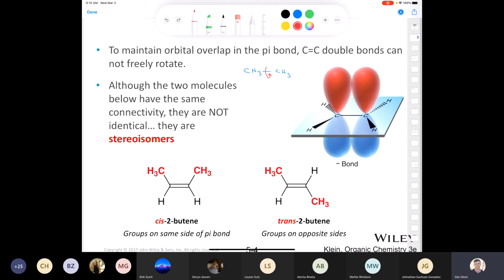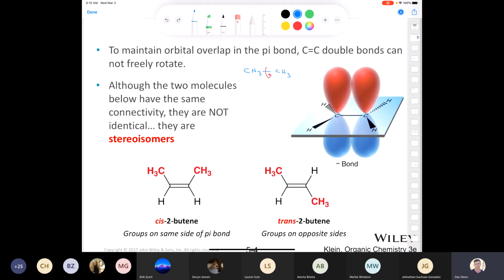They have the same connectivity. What do you mean by connectivity? Well, if we look at these two carbons in the double bond, you see one of them is attached to a methyl and a hydrogen. Good, same thing here. And this one is also attached to a methyl and a hydrogen. Yeah, same thing here. So again, the connectivity, the order that they are connected, is identical.